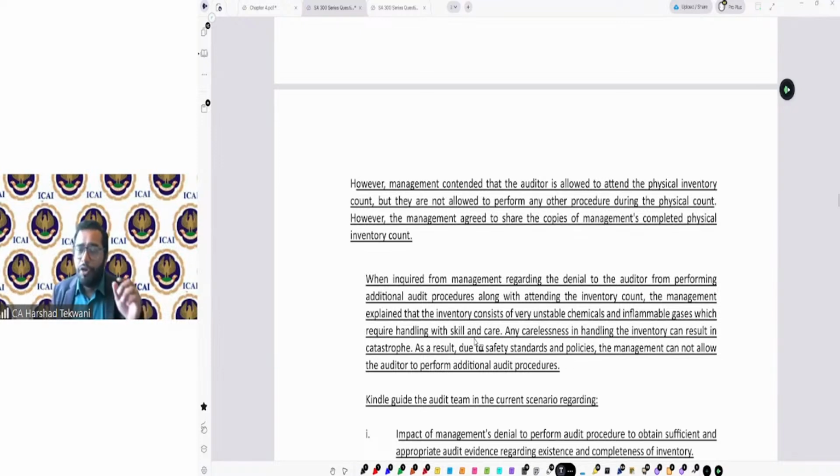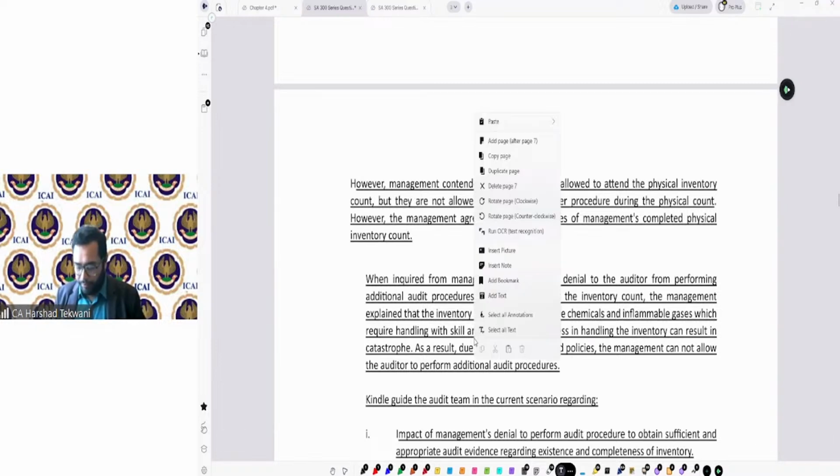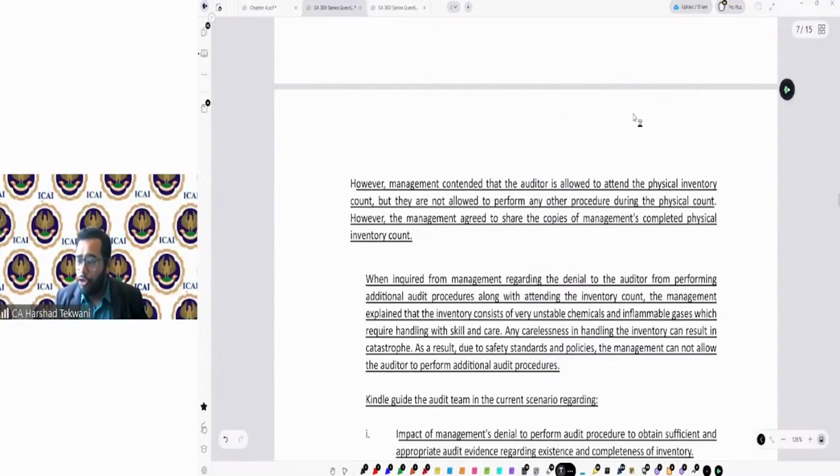Now, assume yourself in their position. Think about it: if the auditors are not able to perform the physical inventory count because of some reason, what would you have done? What is your responsibility as an auditor in that case?